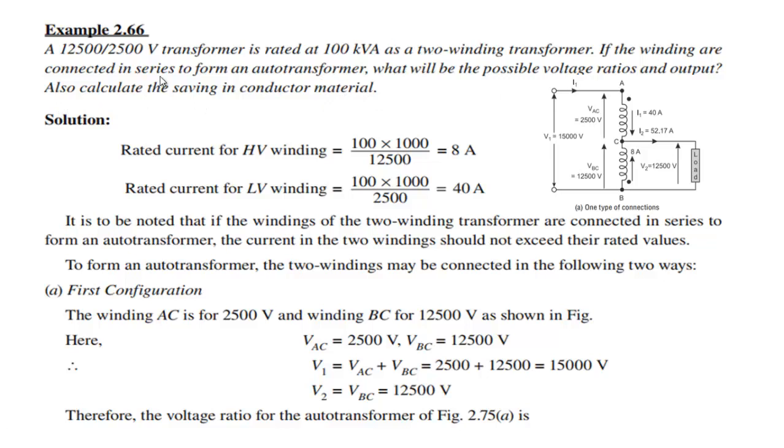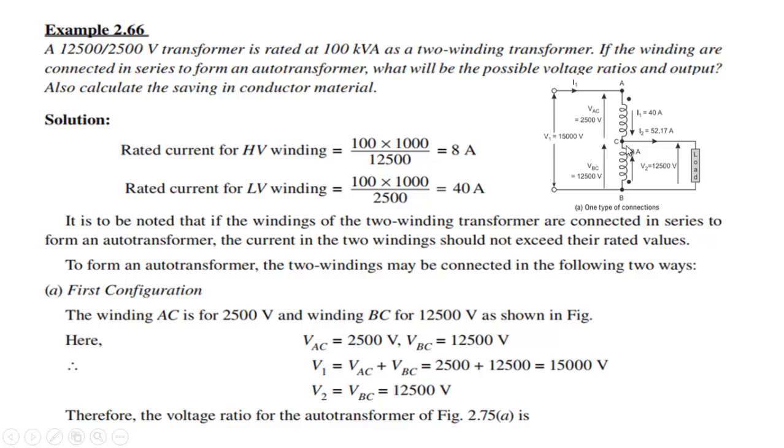Actually there will be four possibilities, but here we'll be only discussing two possibilities. So the rated current in the high voltage winding will be equal to this 100 kVA divided by 12500, it will be 8 amperes, and on the low voltage winding the rated current will be 40 amperes. So this is the high voltage winding, this is the low voltage winding. We are connecting them in series. The total voltage will be the summation of these two, and this is actually additive polarity, sorry, not subtractive polarity, but additive polarity.